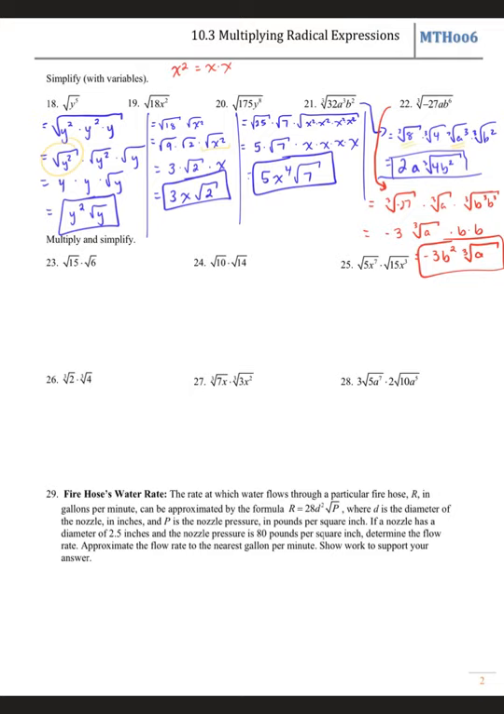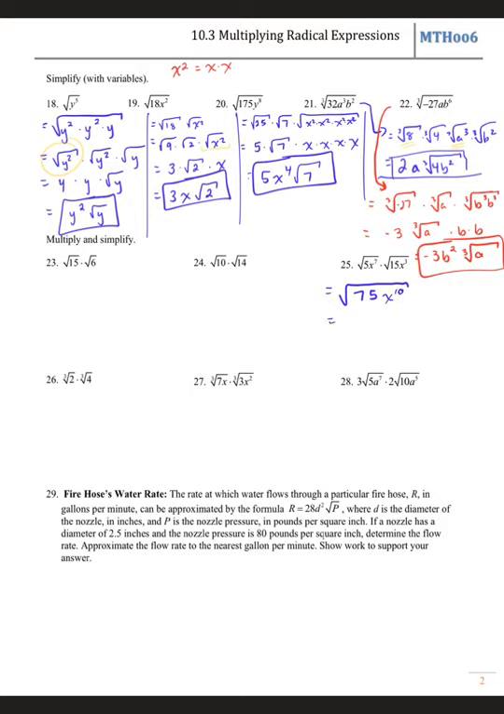So actually, let's do one of them together just so we can make sure we see what we are doing. Let's look at number 25. We have the square root of 5x^7 times 15x cubed. For this one, we want to do 15 times 5, and that's going to give us 75. So we have the square root of 75, and remember, x^7 times x^3 would be x to the 10th.